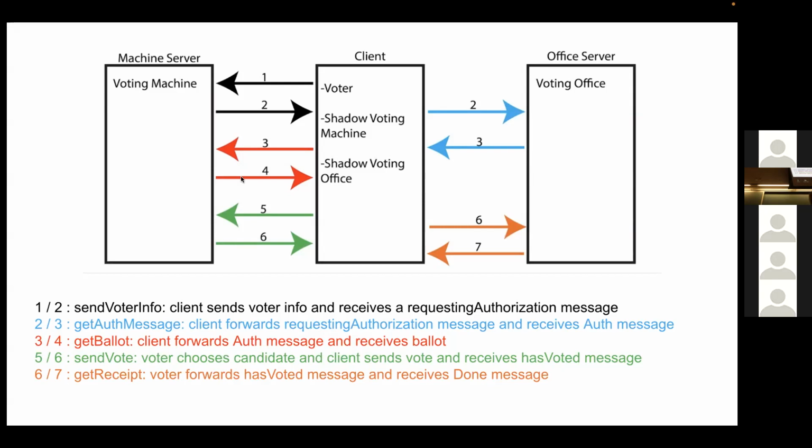Then the machine sees that this is a registered voter who is authorized to vote here, so it sends them the ballot. That's arrow number 4. Now the client can choose which candidate they want to vote for and sends the vote back in message number 5. The machine server records that vote, updates the votes on the machine itself, and responds with the has voted message. This message is again forwarded to the office server from the client. The office server verifies that the candidate has voted and responds with a done message to the client.